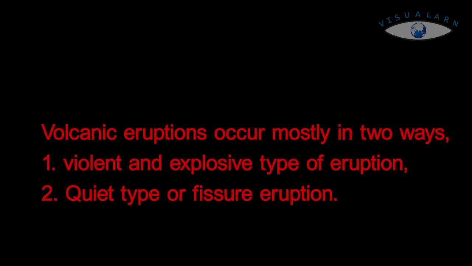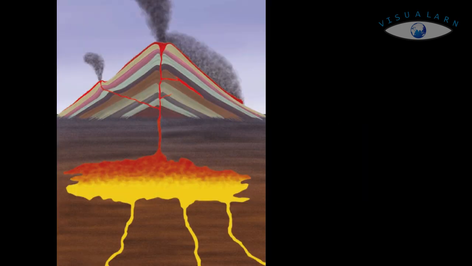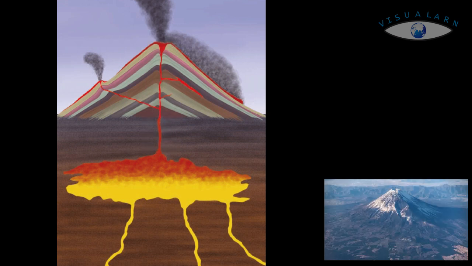Types of volcanic eruption. Volcanic eruptions occur mostly in two ways. One, violent and explosive type of eruption. Two, quiet type of fissure eruption. Central or explosive eruption type occurs through a central pipe and a small opening by breaking and blowing off the crustal surface due to violent and explosive gases accumulated deep within the Earth.